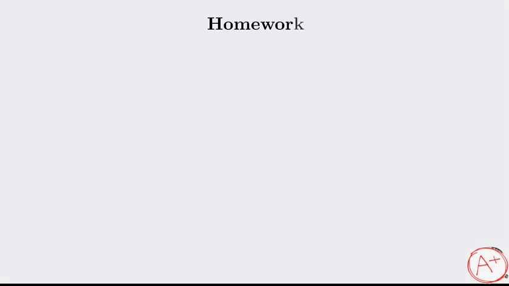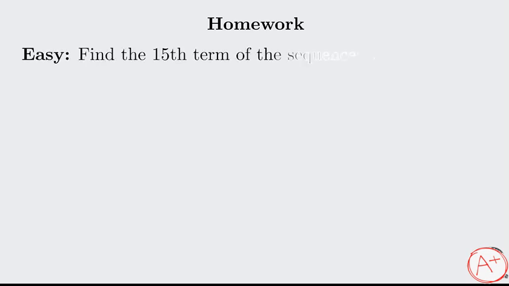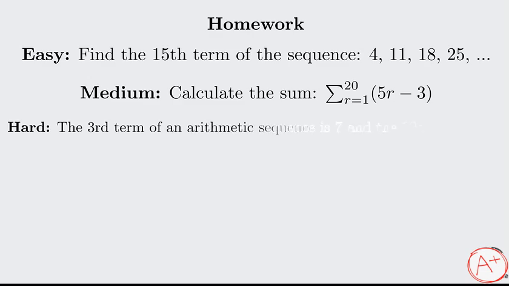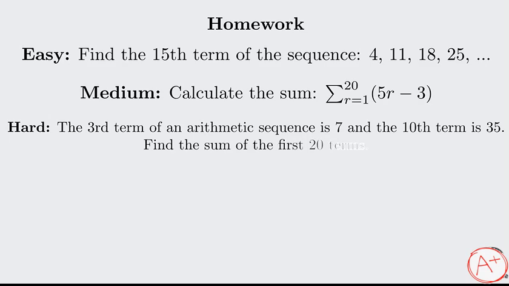It is time to test your understanding. Please pause the video and solve these 3 questions. Easy. Find the 15th term of the sequence, 4, 11, 18, 25, and so on. Medium. Calculate the sum from r equals 1 to 20 of 5r minus 3. Hard. The third term of an arithmetic sequence is 7, and the 10th term is 35. Find the sum of the first 20 terms. Take a moment to work through these now.